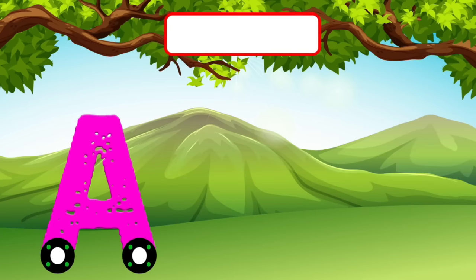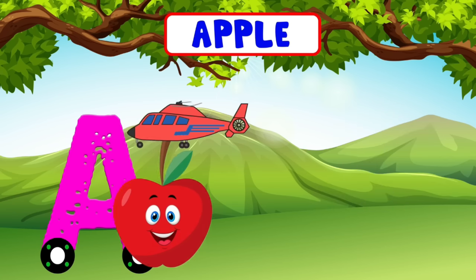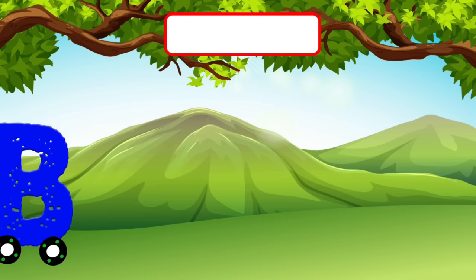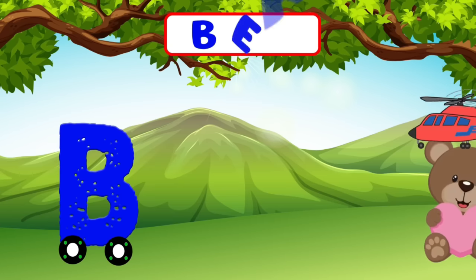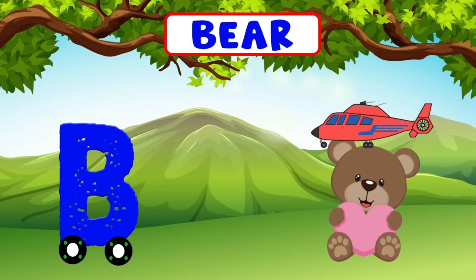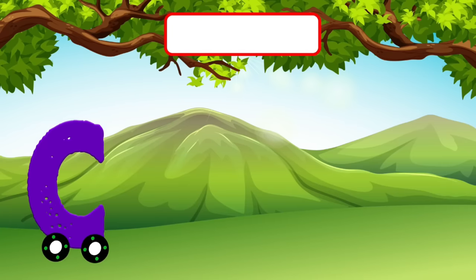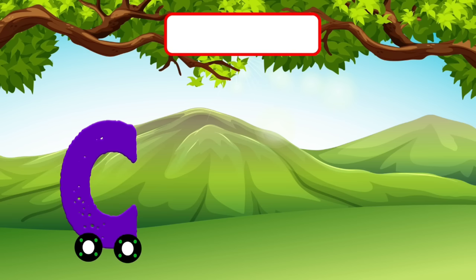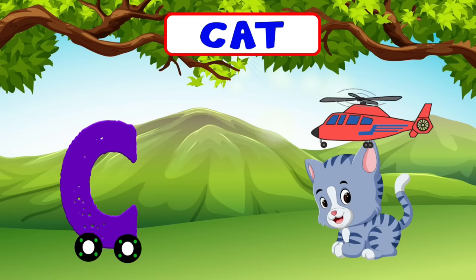A, letter A is for apple. B, letter B is for beer. C, letter C is for crab.